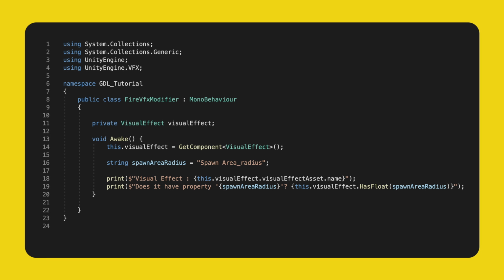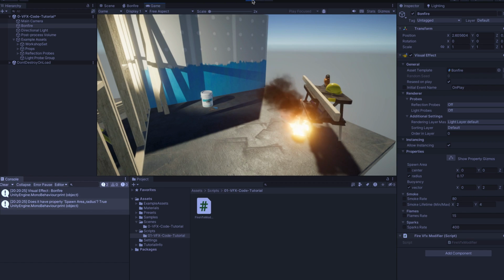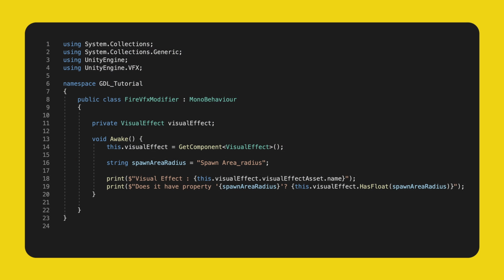To modify the radius of the spawn area, we have to write it as "spawn area", exactly as the parameter is defined, followed by an underscore and the name of the next parameter, like radius. You can guess why I didn't like the space in the name. We can test if this string is valid by calling HasFloat on the visual effect component. Obviously, it is going to be true. I'm not showing you wrong stuff here, but this is a great way to make sure that your scripts will work on a particular VFX.